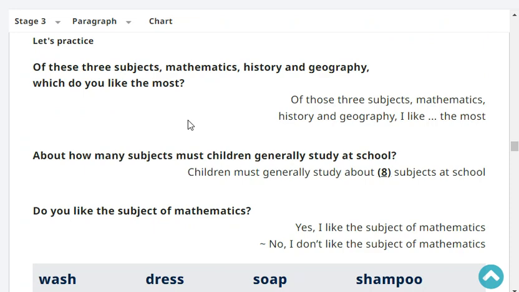About how many subjects must children generally study at school? Children must generally study about 8 subjects at school. Very good.